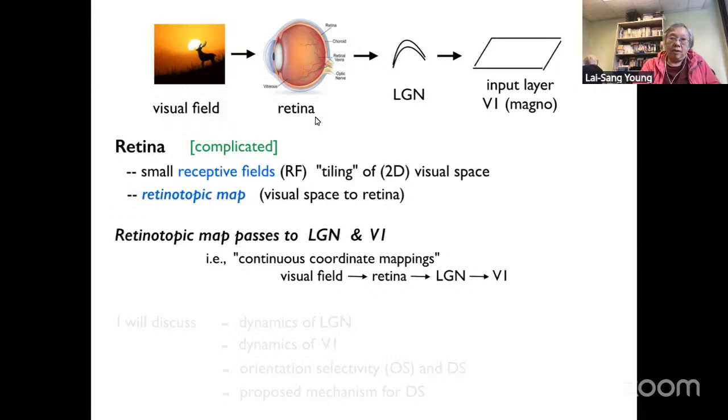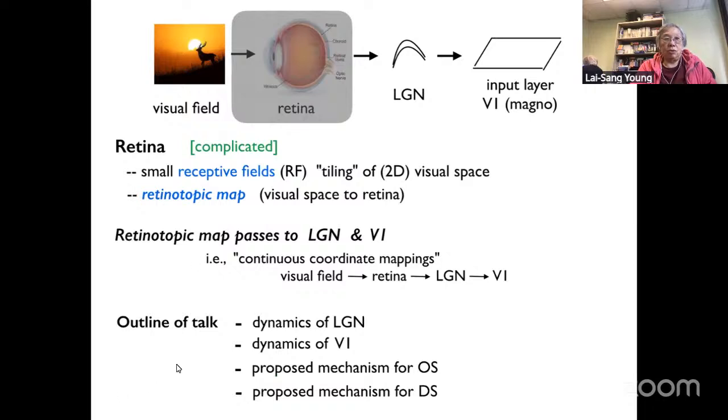Now the important thing is that this retinotopic map passes to LGN, which is also roughly two-dimensional, and then to the layer of V1, which is also roughly two-dimensional. So in other words, there's a coordinate mapping from your visual field to the back of your retina, to the two-dimensional network here that I'm going to talk about, to another two-dimensional network here that we're going to talk about. A point here corresponds to a point here, corresponds to a point here, corresponds to a little region in the visual field, and it's like a homeomorphism, a continuous change of coordinates. So this is kind of the background.